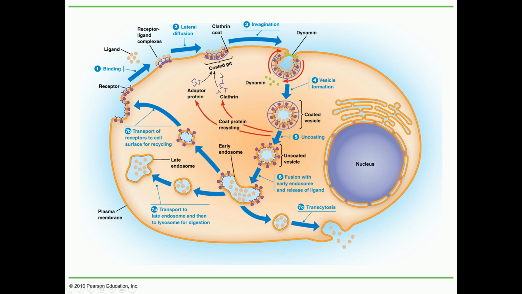After this, the coated vesicle becomes uncoated, and all these coat proteins are recycled back. Clathrin and adapter proteins are all removed. These coat proteins get recycled and go back to these regions of the membrane.